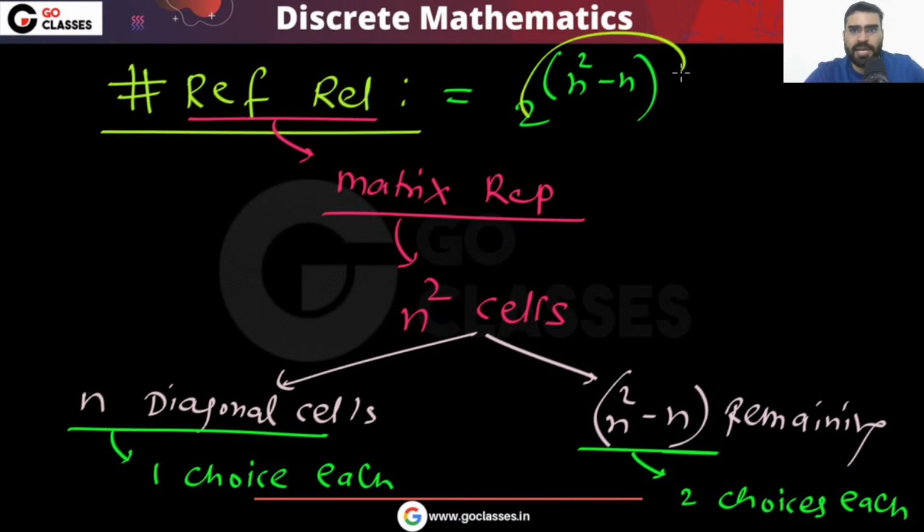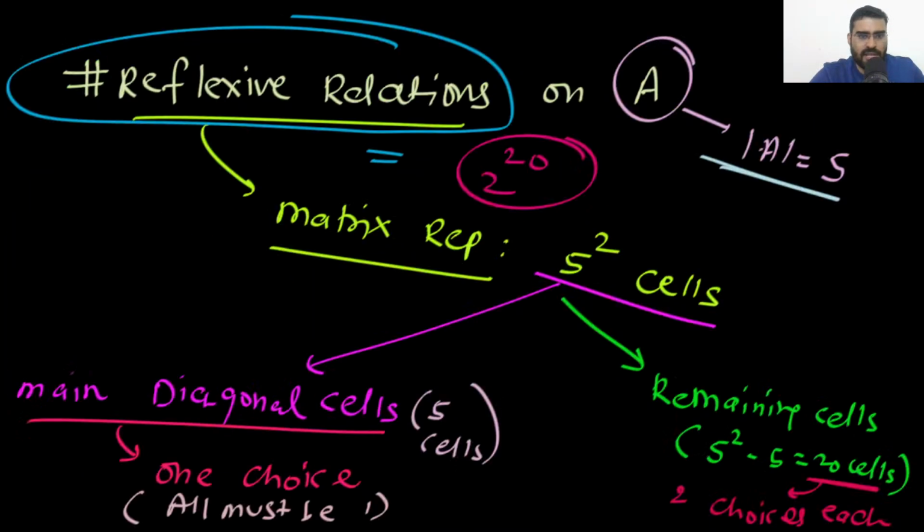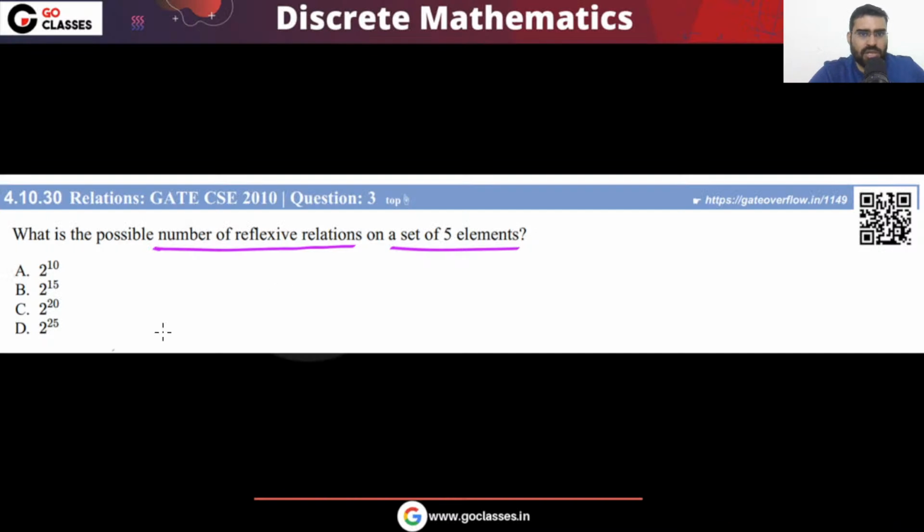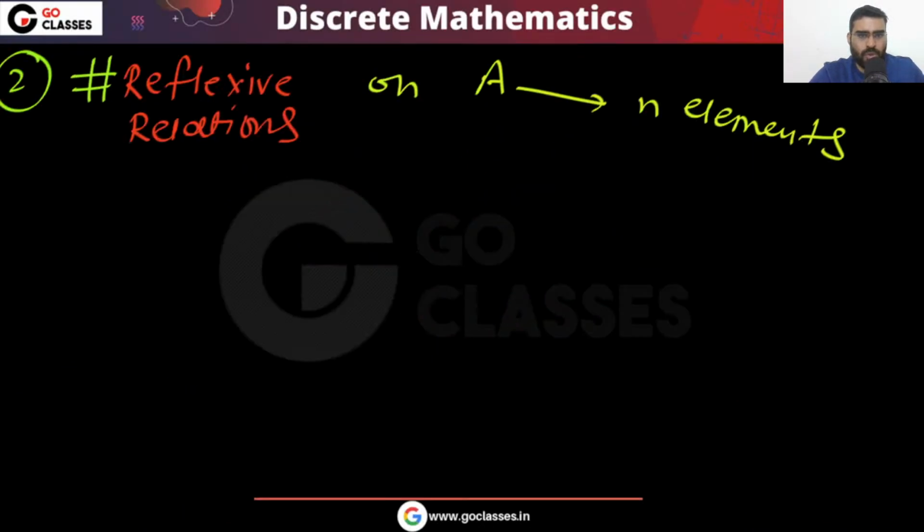So this is the complete explanation of how you can calculate the number of reflexive relations. This is a GATE question. In this GATE question, he is asking for reflexive relations, so that will be 2 power 20. The answer will be option C. If you have a total of n elements, then the number of reflexive relations will be 2 power n square minus n. So quite easily you can do it.